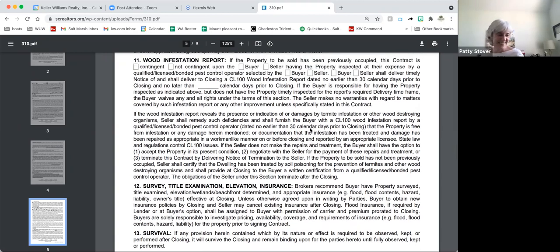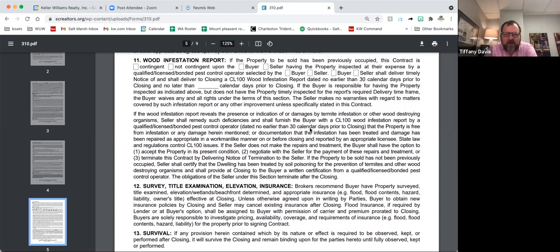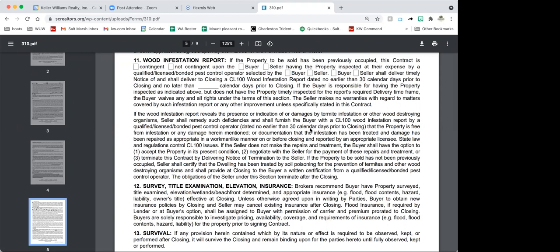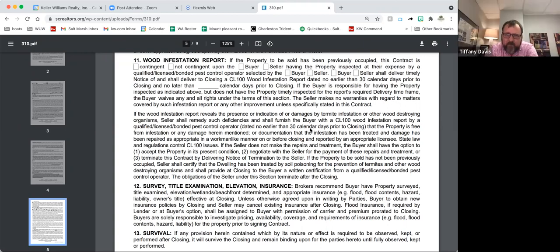So Section 11, the wood infestation report, otherwise known as the CO 100. It either is or is not contingent upon it. The buyer or seller has it inspected, the buyer or seller pays for it, and the buyer or seller provides timely notice. My opinion is that the buyer should be selecting their own, paying for it, and delivering the notice, because it's no different than an inspector.